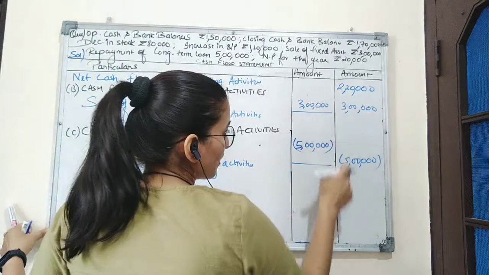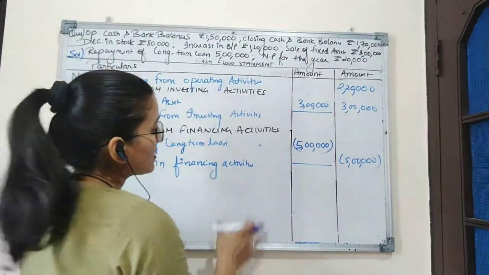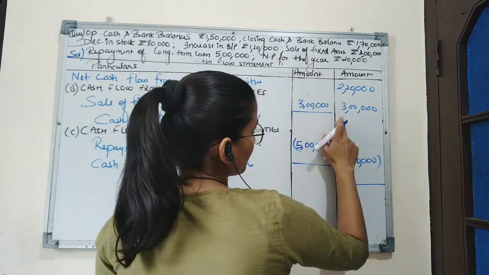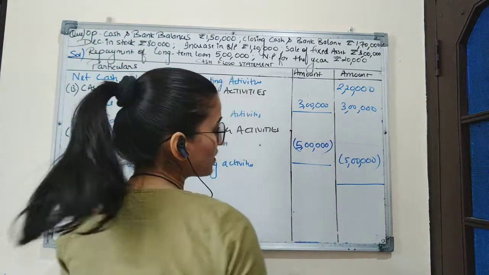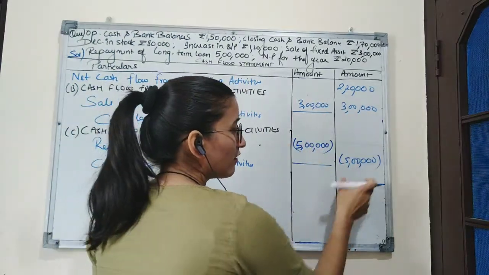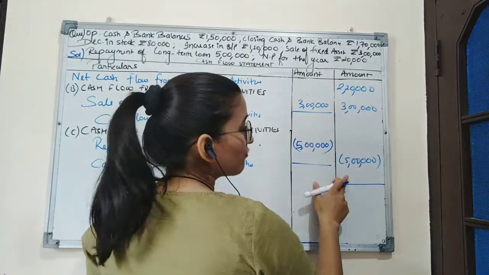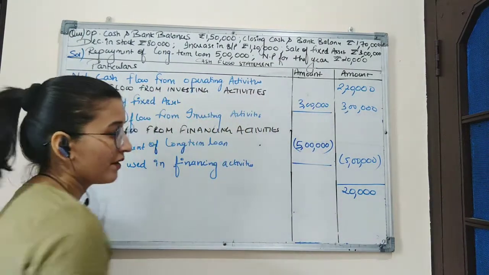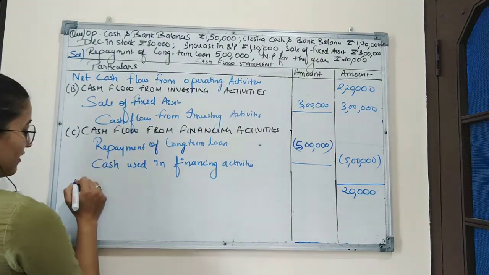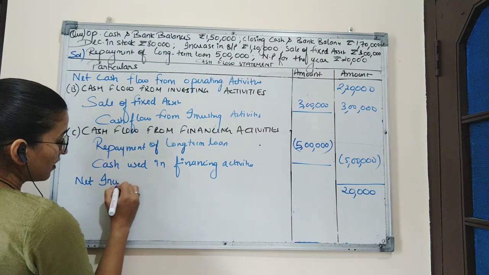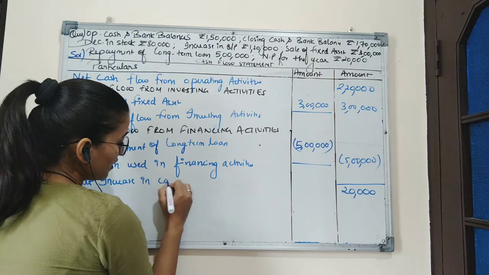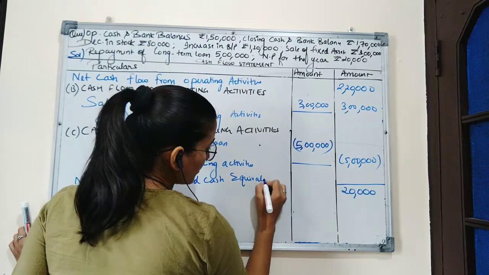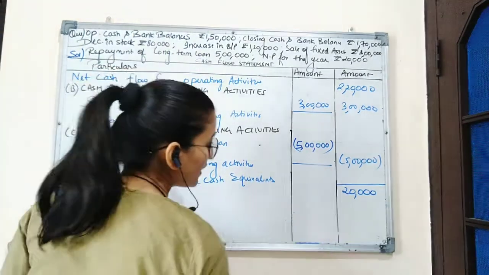So by solving these amounts of cash flow from operating, investing and financing activity, we get the amount: 3 lakh plus 2 lakh 20,000 is 5 lakh 20,000. 5 lakh 20,000 is a positive value and 5 lakh is a negative value. So by subtracting 5 lakh from 5 lakh 20,000, we get the positive value of rupees 20,000. And this will be considered as net increase in cash and cash equivalents. Amount is rupees 20,000.